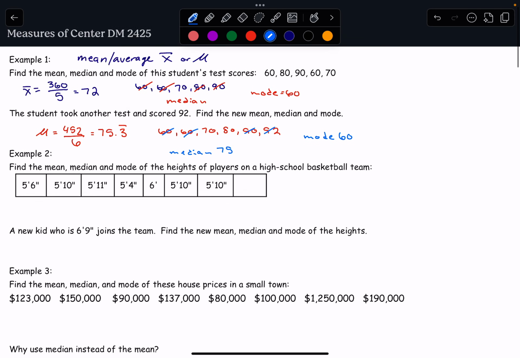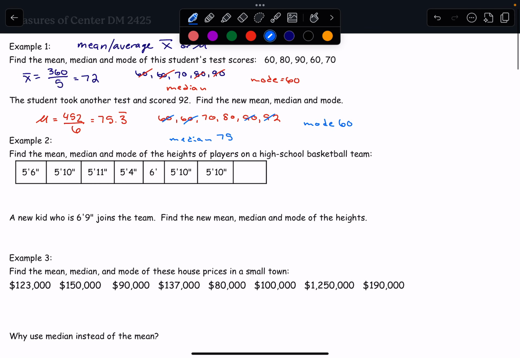I wanted to look at this example because the kinds of numbers that we're using in number 2 are a little bit more difficult to work with because they're giving you the heights of basketball players. But the heights that it gives you are given in feet and inches.